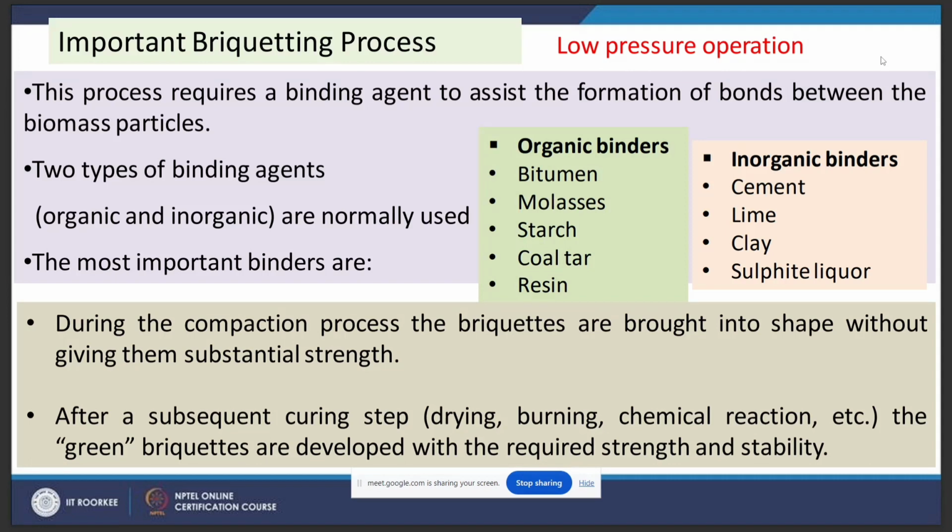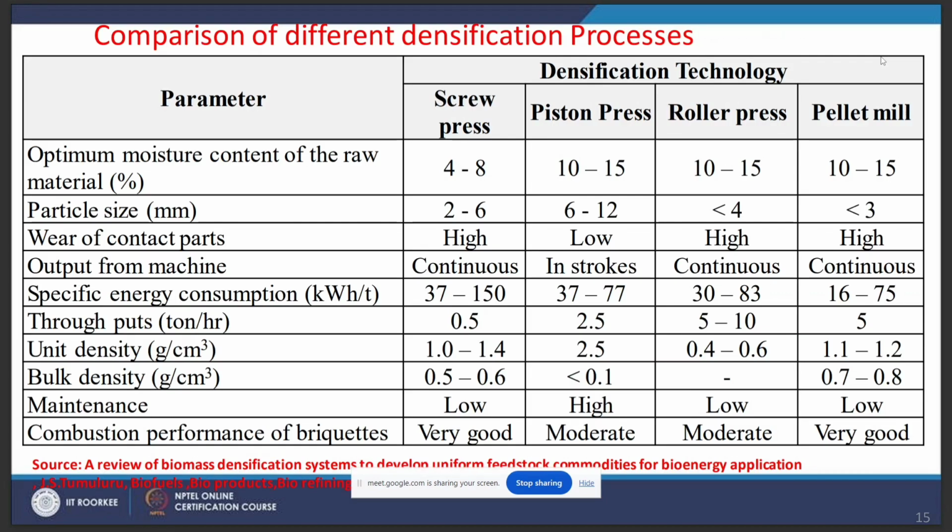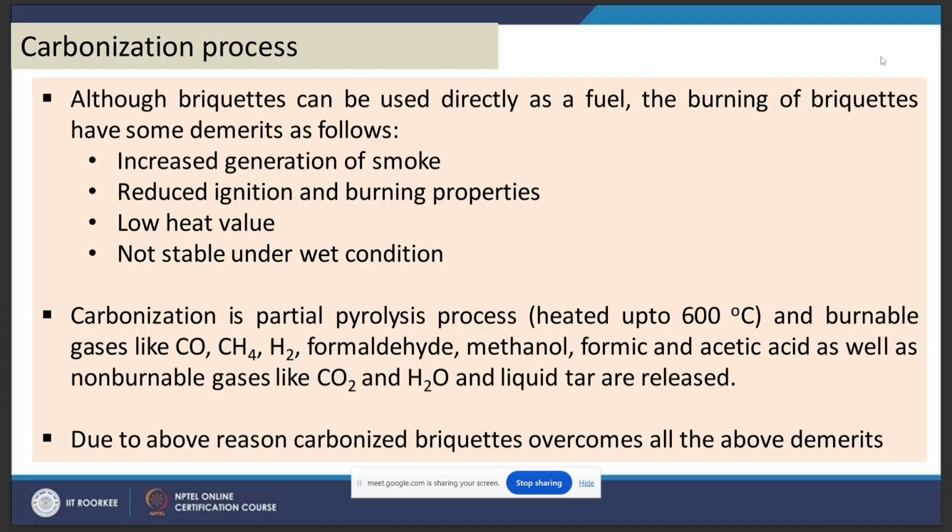Next are the important briquetting processes. For low pressure operation, some sort of binders are used to bind the waste. It can be organic binders like bitumen and molasses, or inorganic binders like cement or lime. This is the comparison for the different densification processes.